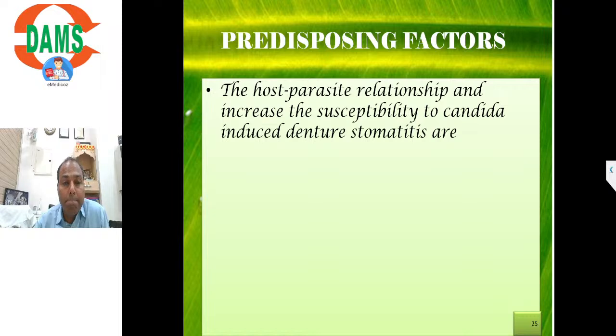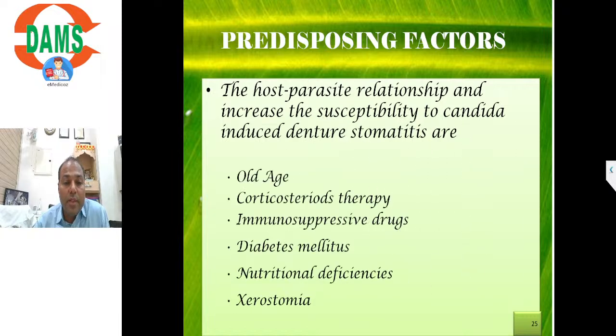Okay, the patient might be immunocompromised. He might be very old. There might be immunosuppressive drugs. The patient might be diabetic, have xerostomia, and there might be some nutritional or vitamin deficiencies. These are basically the predisposing factors. So with denture stomatitis, the patient might be one of these, or might not be. So you have to see that.